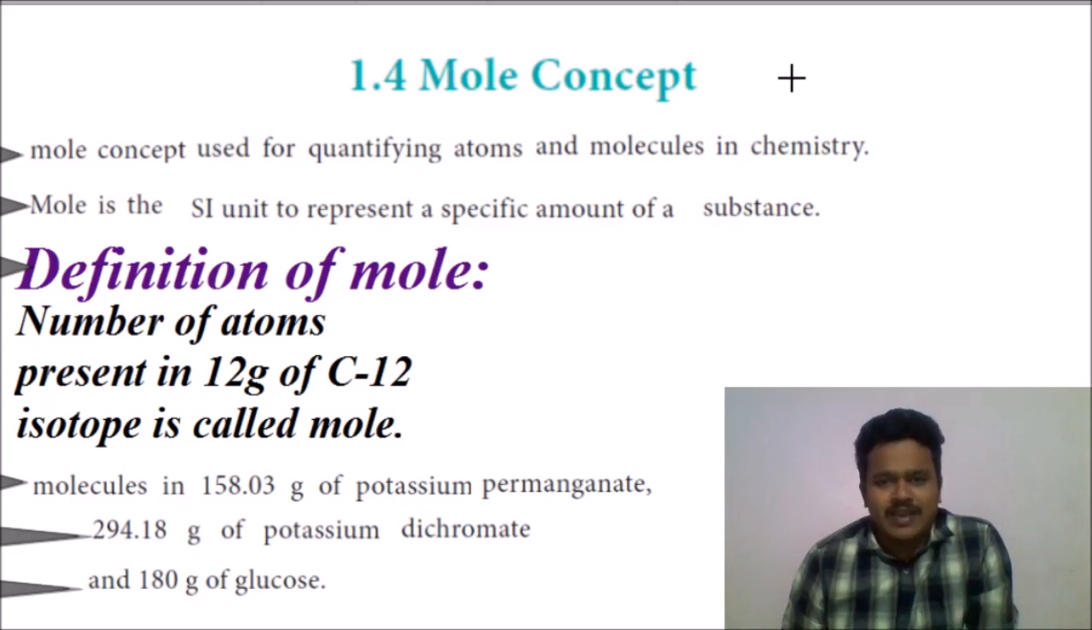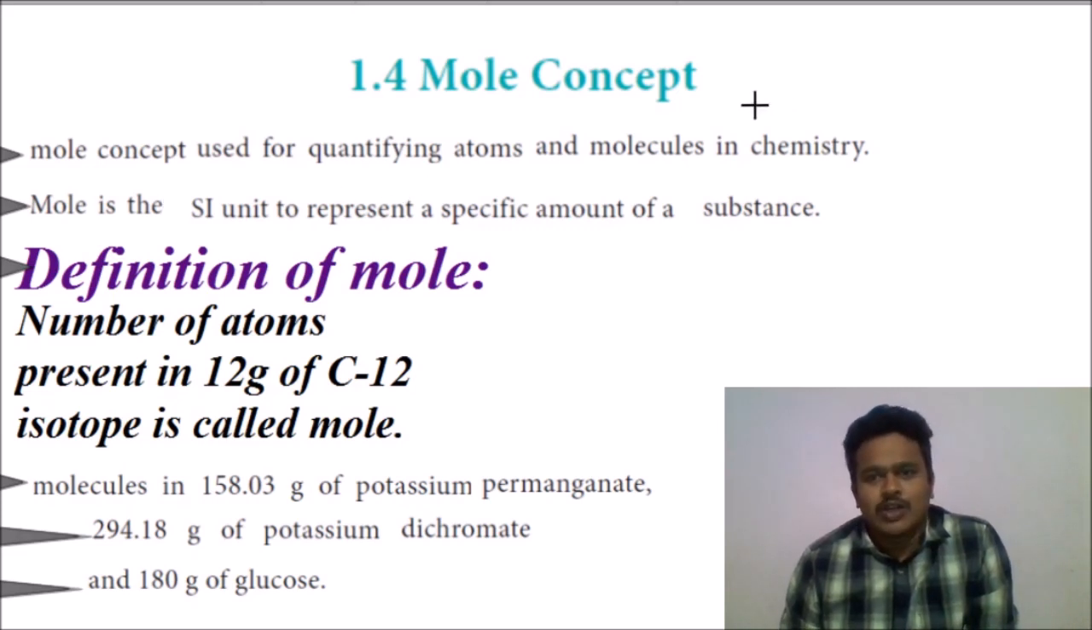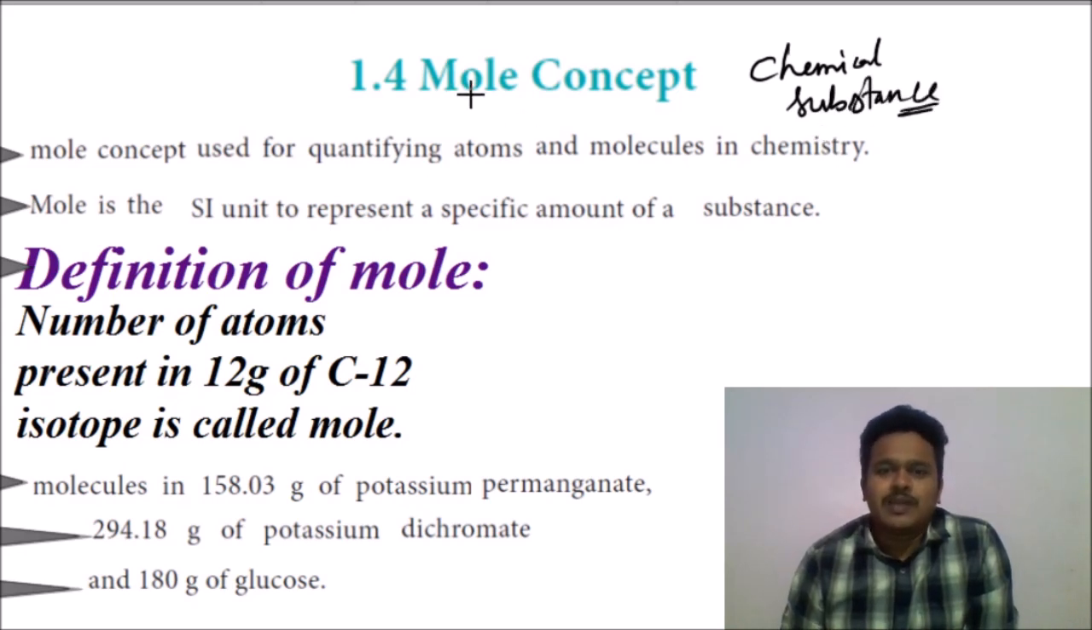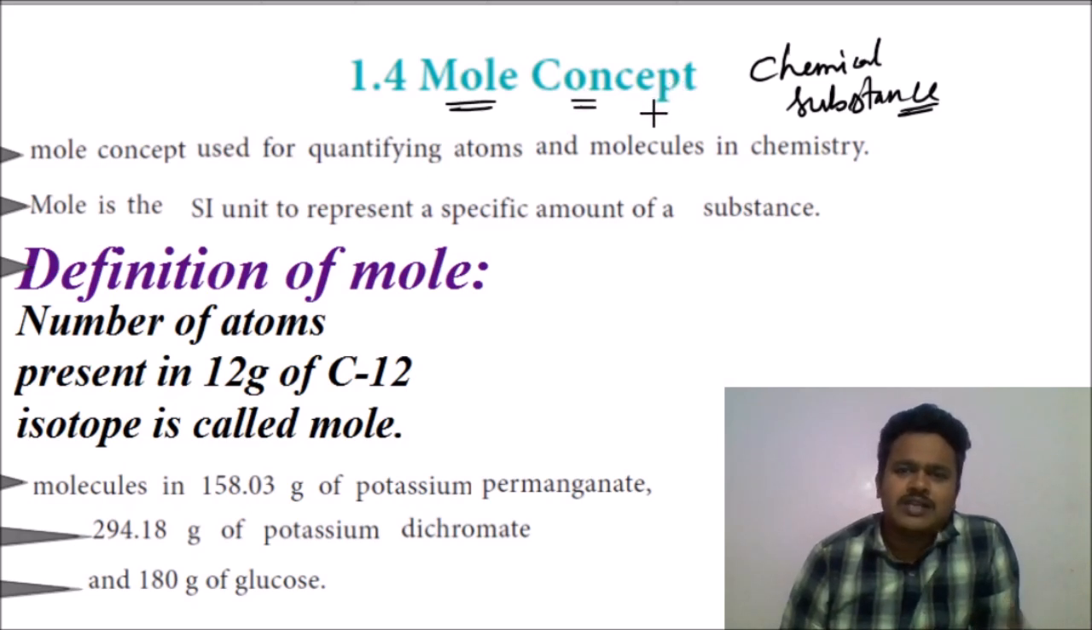In a similar way, in chemistry, to measure a chemical substance, one unit is required, that is the mole. We are going to study the mole, so the overall study is termed the mole concept. Here are a few points discussed in our textbook. The mole concept is used to quantify atoms and molecules in chemistry.